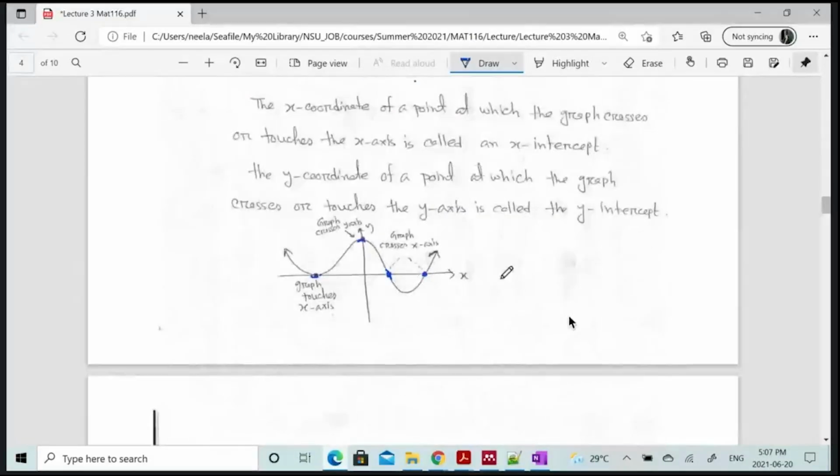Okay, thanks. So that's what is written here, the definition, and this is the graph I just drew. Here the graph crosses the x-axis, here the graph touches the x-axis, and here the graph crosses the y-axis.